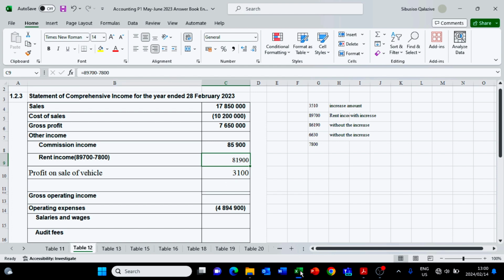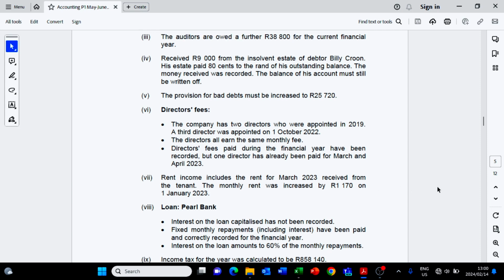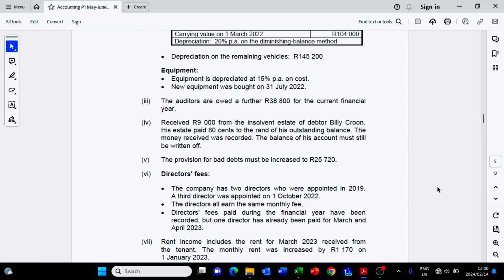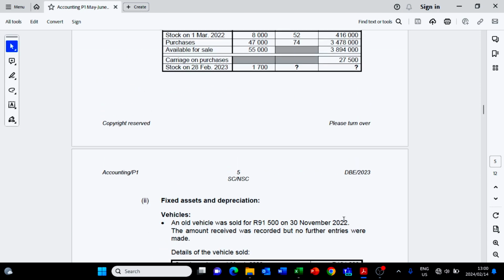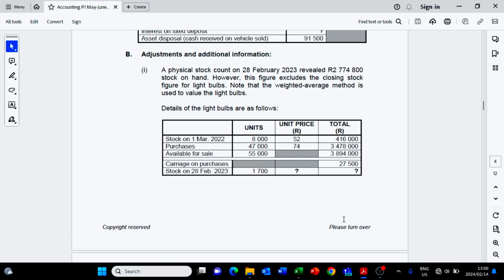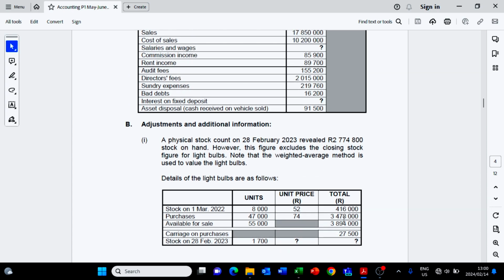As per our information, I think we don't have any other income. We're not going to have provision for bad debts because it's increased to 25,000, so it's going to be on our expenses. And then for our inventory, which is the stock, we are not going to have it as a surplus. It's going to be a deficit.